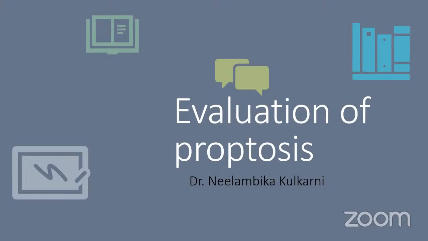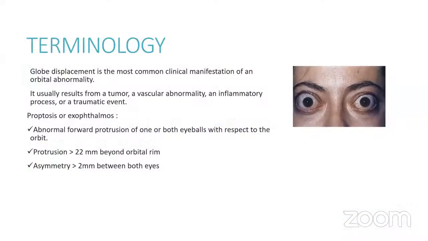Today I am presenting evaluation of proptosis. So, to start with basic terminology, a displacement is a common clinical manifestation of an orbital abnormality. It usually results from a tumor, a vascular abnormality, an inflammatory process, or a traumatic event. Proptosis or exophthalmos is an abnormal forward protrusion of one or both eyeballs with respect to the orbit. A protrusion of about 22 mm beyond the orbital rim and an asymmetry of more than 2 mm between both eyes is considered as proptosis.